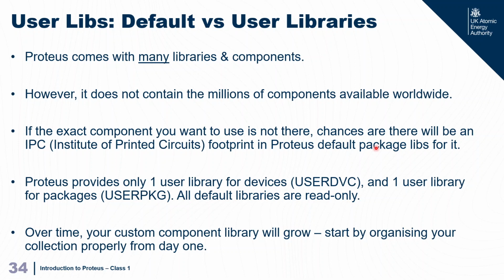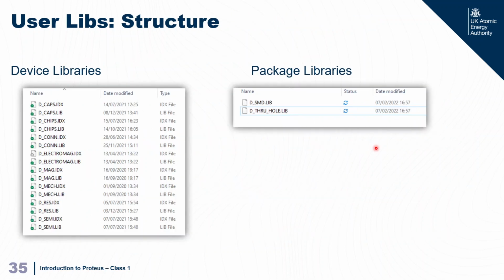It comes with only one device library and one user library to start with. That's why we're making our own now. So start as you mean to go on. Sort your libraries out now. You can keep them forever, and you can just keep adding into them. We're going to create 8 device libraries, and we're going to create 2 package libraries.